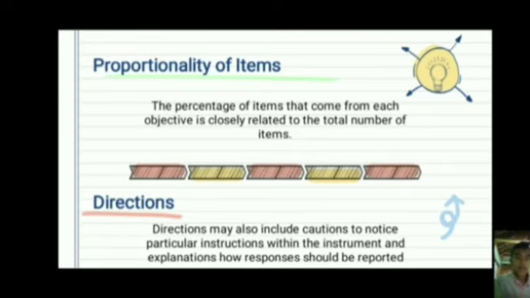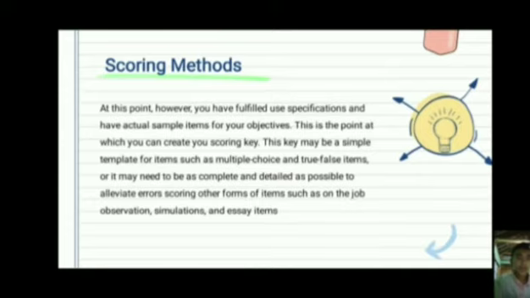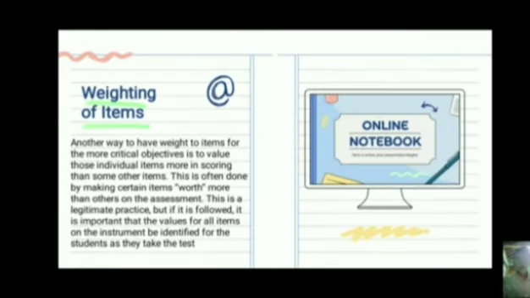Okay, now we go on to scoring methods. At this point, you have fulfilled your specifications and have actual sample items for your objectives. This is the point at which you can create your scoring key. This key may be a simple template for items such as multiple choice and true-false items, or it may need to be as complete and detailed as possible to alleviate errors in scoring other forms of items such as on-the-job observation, simulations, and essay items.